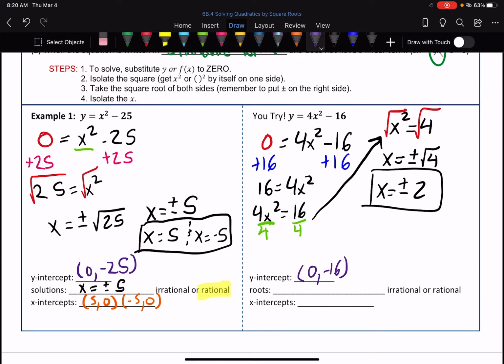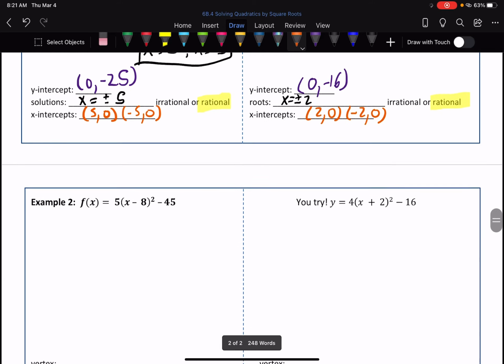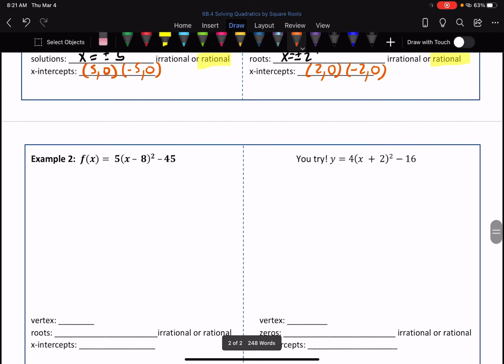Now, if I'm looking for my roots, in this case, that's what we just solved for, because our solutions, our roots, our x values, those are the same thing. So that was where x was equal to plus or minus 2. And because 2 is a whole number integer, it is rational, and our x-intercepts in this case are positive 2, 0, and negative 2, 0. Let's move on to example 2.